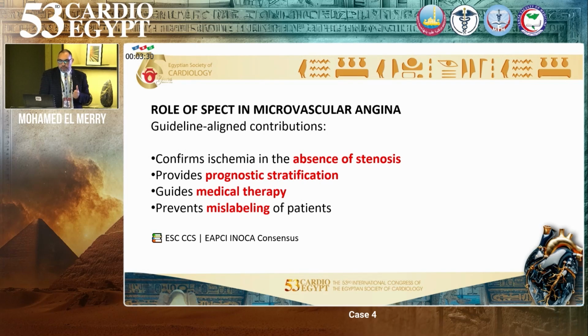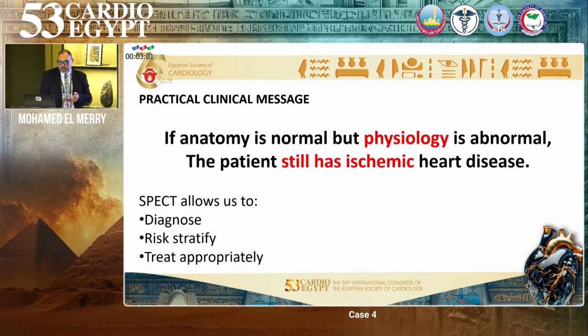The role of SPECT in microvascular angina is that it confirms ischemia in the absence of true stenosis on the coronary angio, provides prognostic stratification, and guides medical therapy, which is very important after the diagnosis. It also prevents mislabeling the patient as not ischemic because there is no anatomical stenosis, when the physiology diagnoses the patient as having ischemic heart disease. So if anatomy is normal but physiology is abnormal, the patient still has ischemic heart disease, and SPECT is good for diagnosis, risk stratification, and appropriate treatment.